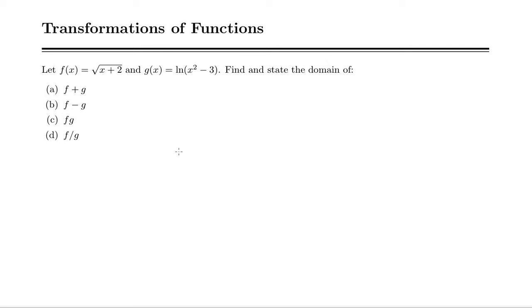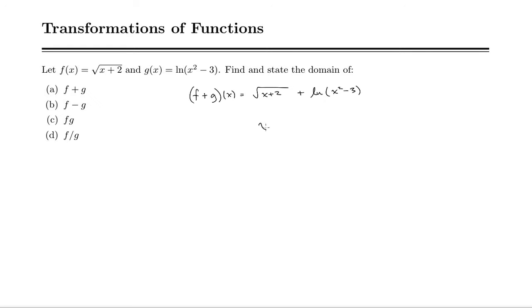We're going to find the domains of each of these functions. So f plus g of x. That's simply adding these two functions together. So square root of x plus 2 plus the natural log of x squared minus 3. Now we've got two rules in play here.